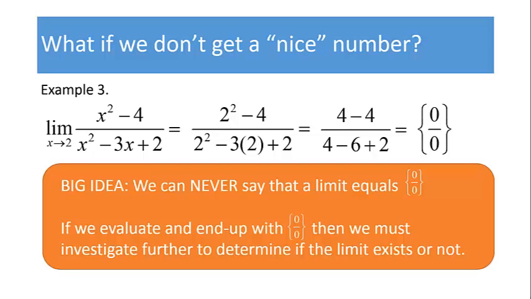Here's the big idea. We can never say that a limit equals 0 divided by 0. If we evaluate and end up with 0 divided by 0, then we must investigate further to determine if the limit exists or not. Simplification may be possible.